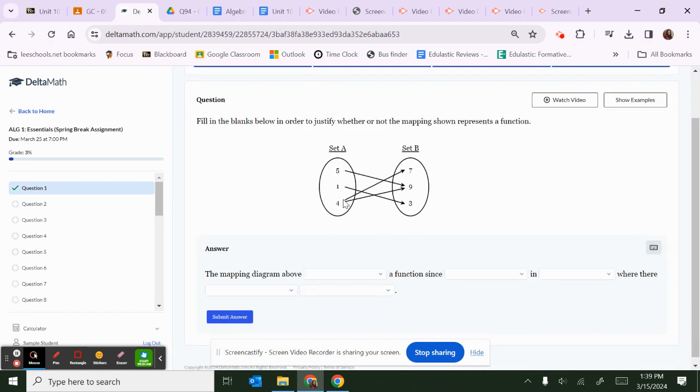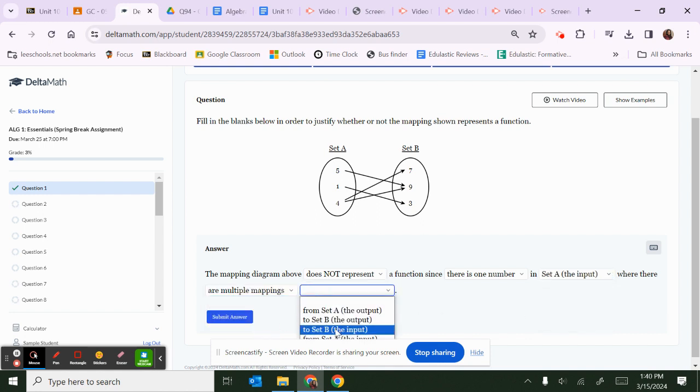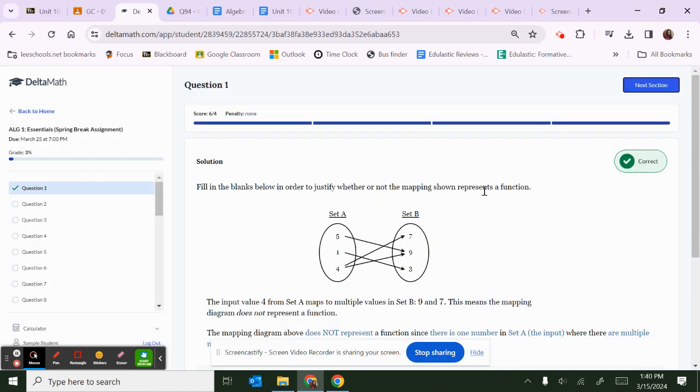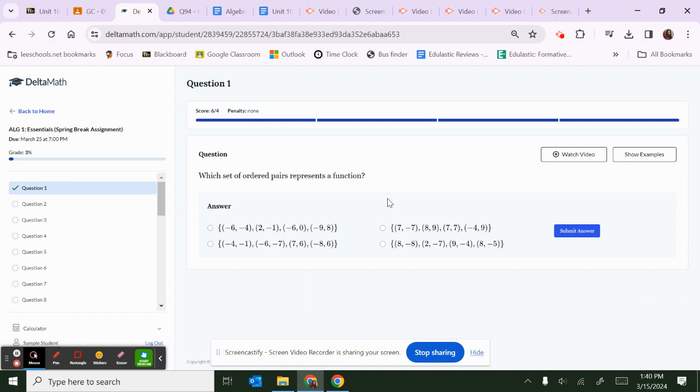So is this a function or is it not? The 4 makes it not because we have 2 arrows coming from the 4. All right. So this is not a function because there's one number in set A, which is your input, that's going to multiple numbers in set B, which is your output. All right. So again, keep on practicing, guys. The more practice, the better.